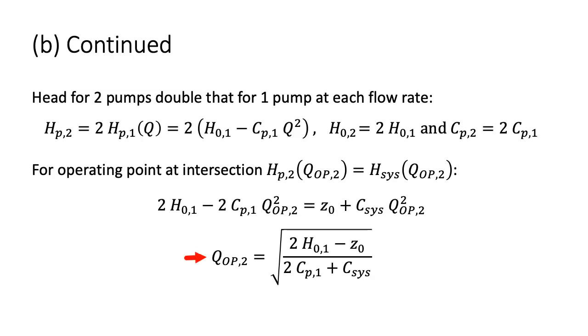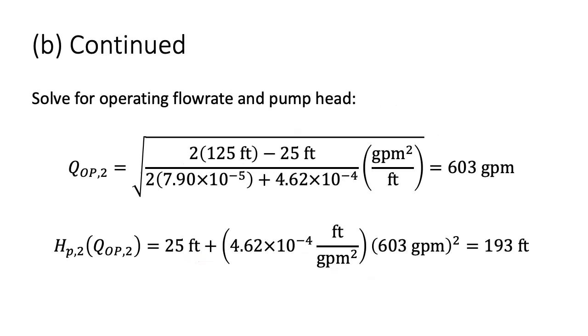We then solve for an equation to solve for the new operating flow rate. Next, we substitute in values from our single pump curve and from our system curve from example 19. For the operating flow rate, we get 603 gallons per minute. For the operating head, we can use either our pump curve or our system curve to get the same result. Here, we have used the system curve to get an operating head of 193 feet.